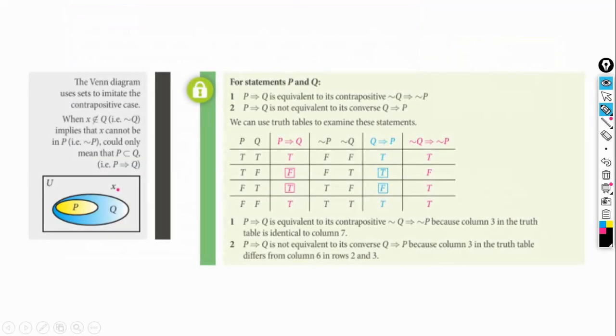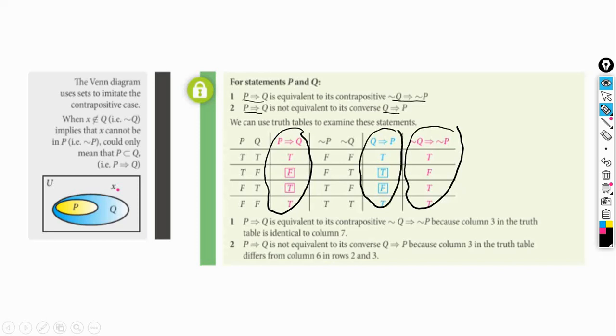So in the previous example, you might have noticed a pattern, and that is that if P then Q is equivalent to its contrapositive, if not Q, then not P. Whereas if P then Q is not equivalent to its converse, if Q then P. And we can use the truth tables to examine these statements. Notice that the column of if P then Q has the same results as the column of if not Q, then not P, whereas it is not the case in this other column with the converse, if Q, then P.